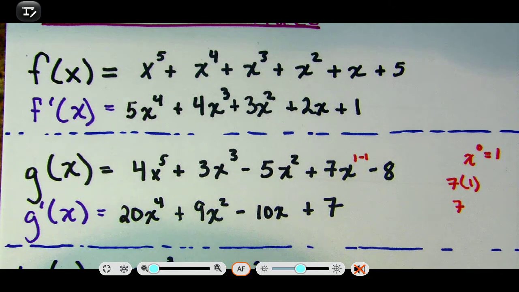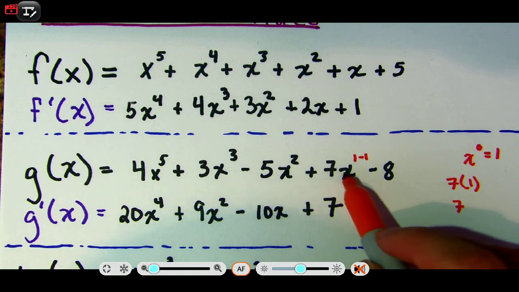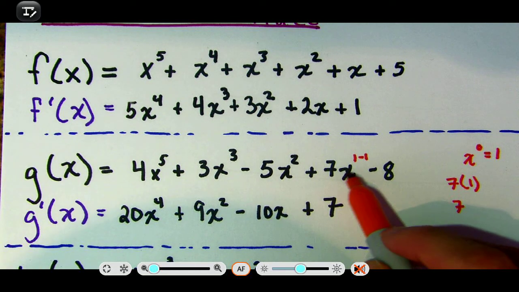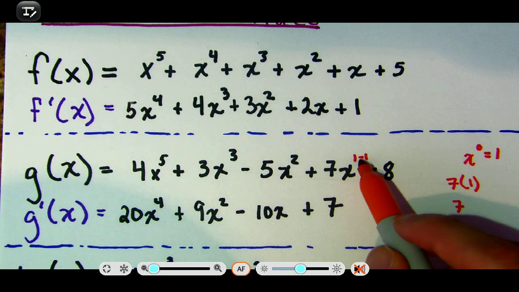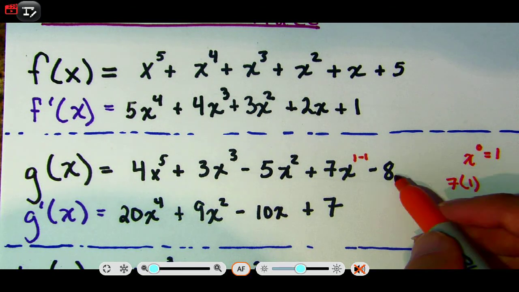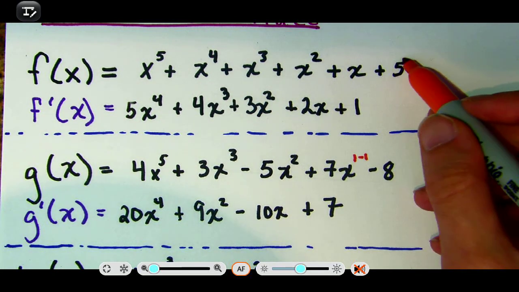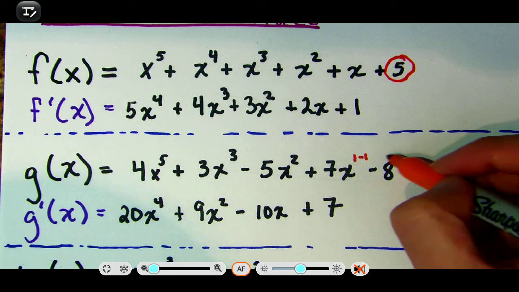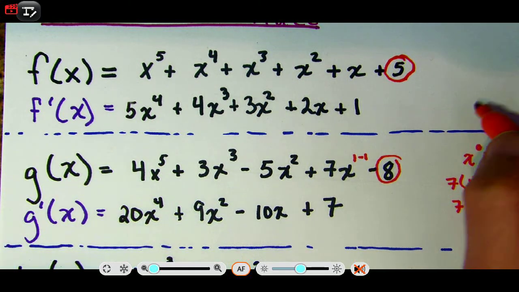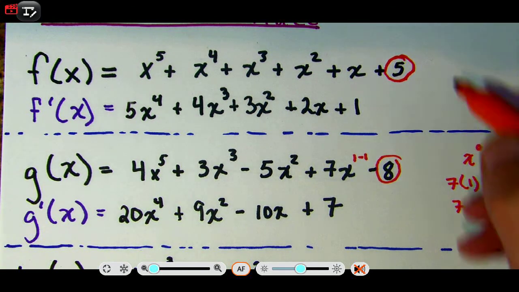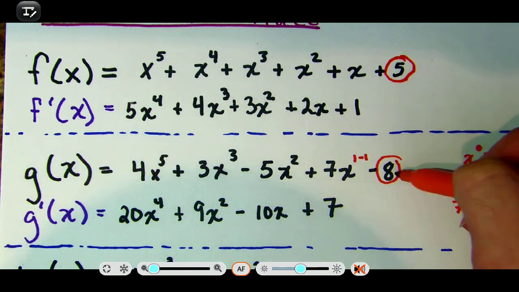So if you just have some x where the exponent here is just 1, you just use the coefficient. And for this part, notice we haven't been doing anything to the constant term here. And then you'll find out that the derivative of any constant is 0. And I'll explain that very shortly.